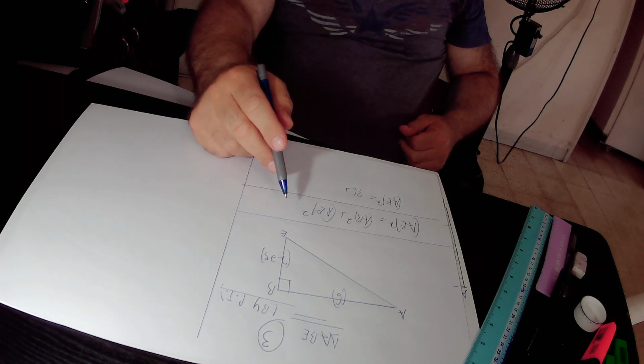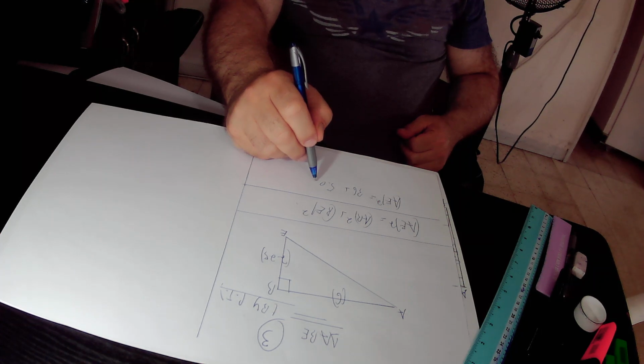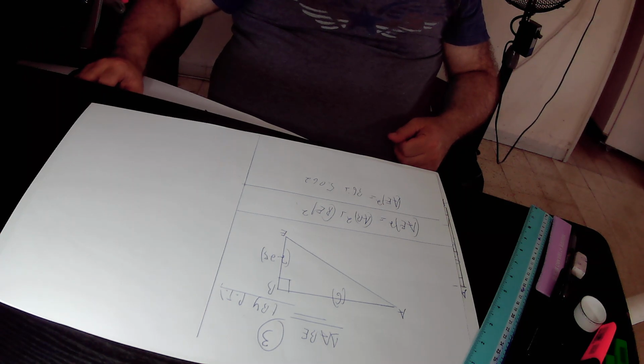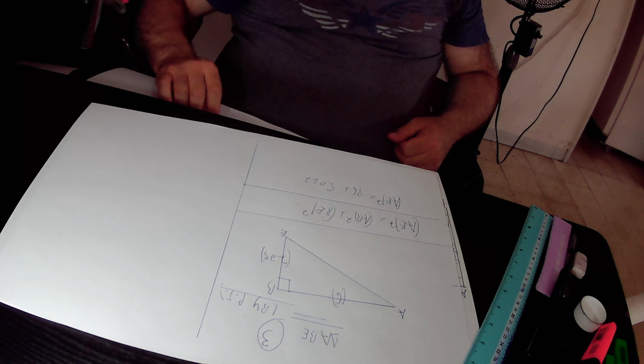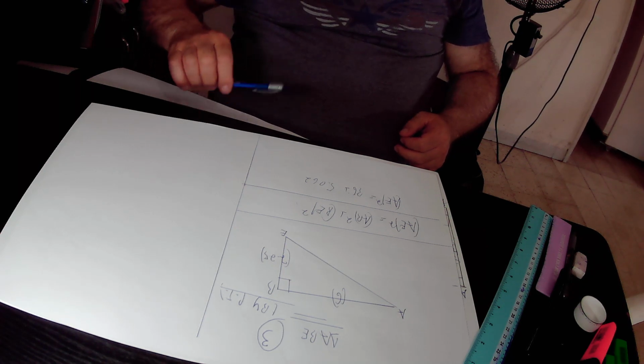This equals 5.062. So check it again. So this 2.25 squared equals 5.0625.